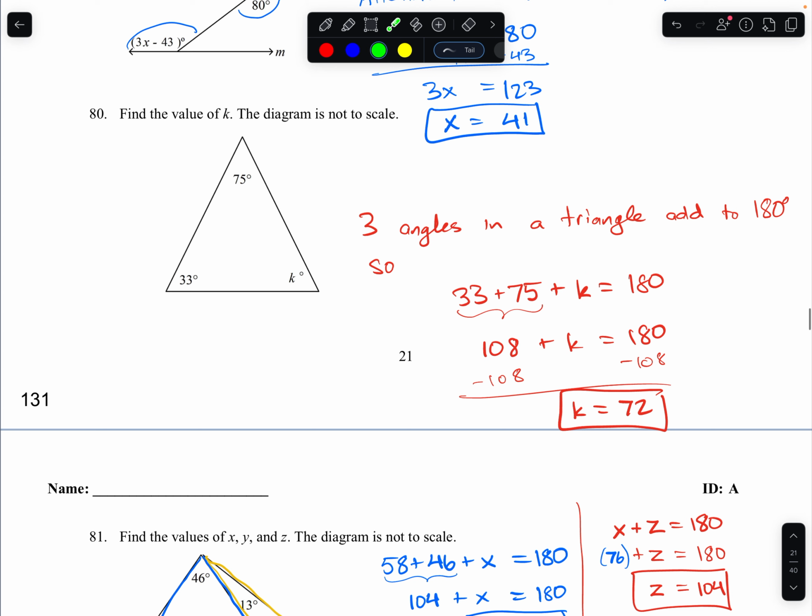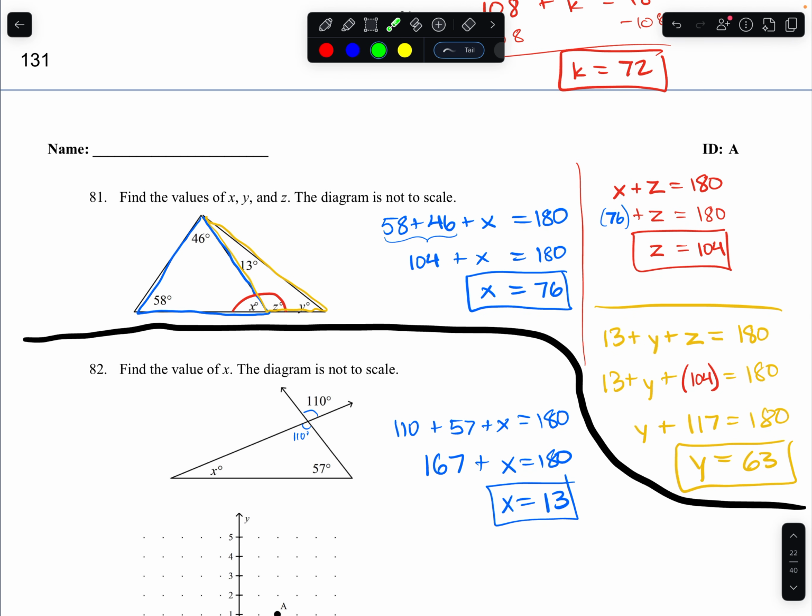80, it says find the value of k. And we know nothing about the sides of this triangle. We just know one angle is 33 degrees, one angle is 75 degrees. We need to find the third angle. Well, it works out because we know that the three angles have to add up to 180. So 33 plus 75 is 108. So 108 plus what is 180? The answer is 72.